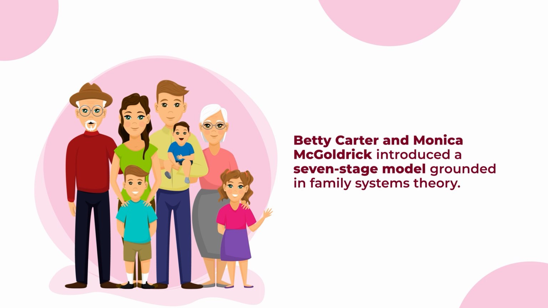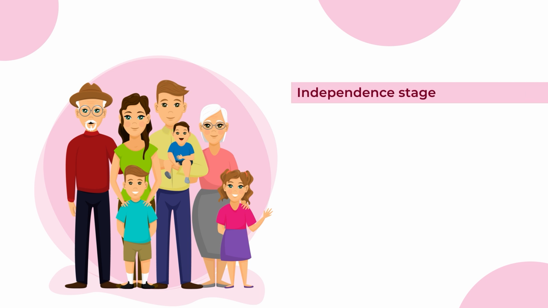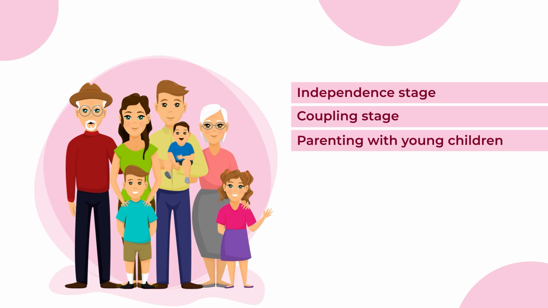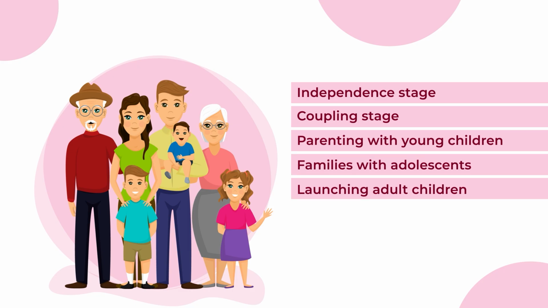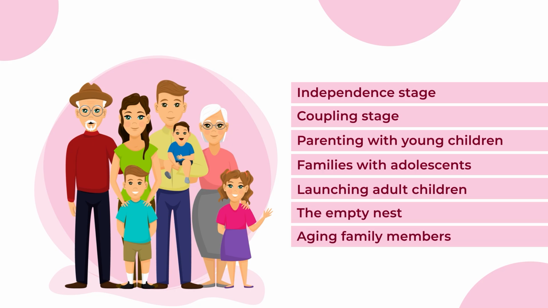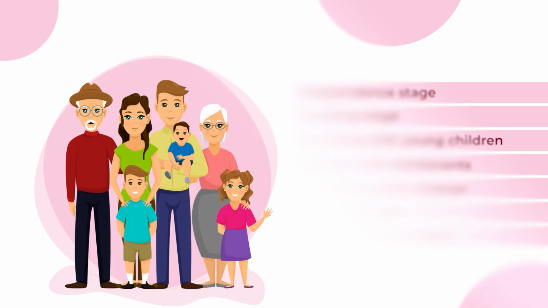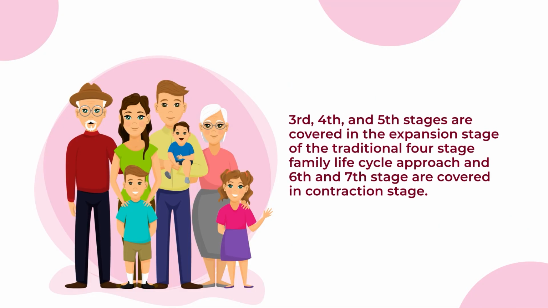And these 7 stages are: first, independence stage; second, coupling stage, that includes marriage; third, parenting with young children; fourth, families with adolescents; fifth, launching adult children; sixth, the empty nest; and seventh, the aging family members. Here you may see that the third, fourth, and fifth stages are covered in the expansion stage of the traditional 4-stage family life cycle approach, and sixth and seventh stages are covered in contraction stage.